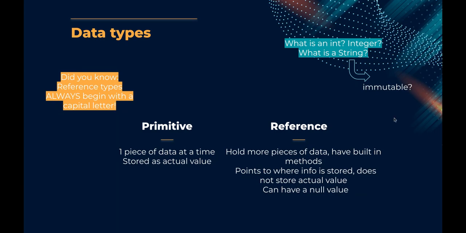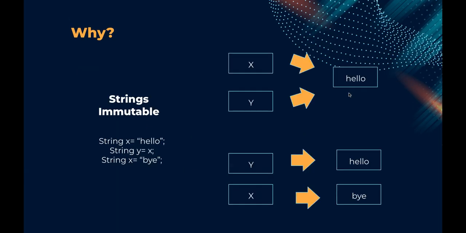Now, for the next slide, we're going to be talking about strings and how they're immutable, so-called. So strings are immutable. As we've gone over before, strings are reference data types, so they're not going to be storing the actual value. So let's take this code right here. The first line, string x equals hello. We're going to be setting x to hello, but since it's reference, x is not going to be storing the actual value of the string hello. It's going to be pointing instead.